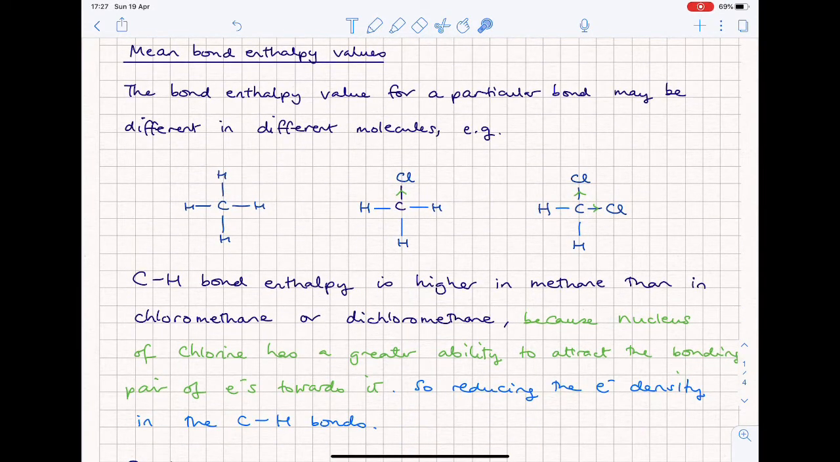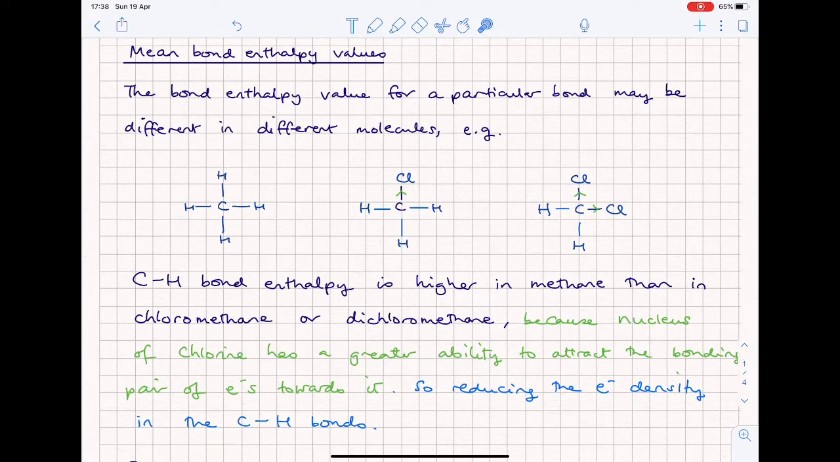So for example, if we look at the bond strength for a carbon-hydrogen bond, a carbon-hydrogen bond can exist in a number of different types of molecules. So it can exist in something like methane, or chloromethane, or dichloromethane, or in any of the numerous organic compounds that exist. So the bond strength of a hydrogen-carbon bond is going to be slightly different in each of these molecules because the other atoms around it will influence the electron density between the carbon and the hydrogen nuclei.